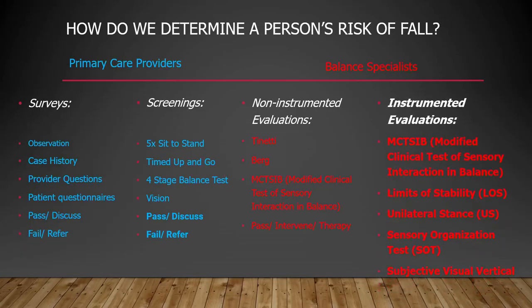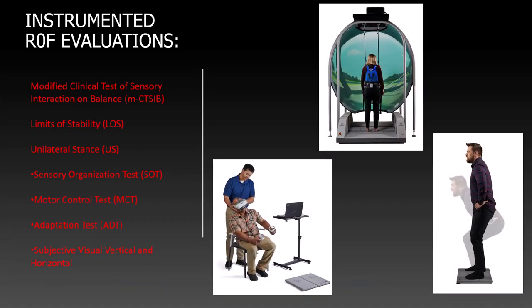Now let's talk about the instrumented evaluations. This is our specialty, of course, at Brewtech. And they can do multiple things. To say the least, an instrumented version of the Modified Clinical Test of Sensory Interaction on Balance, limits of stability, unilateral stance, sensory organization test, motor control test, adaptive test. And with the new head-mounted display, we can do subjective visual vertical and horizontal.